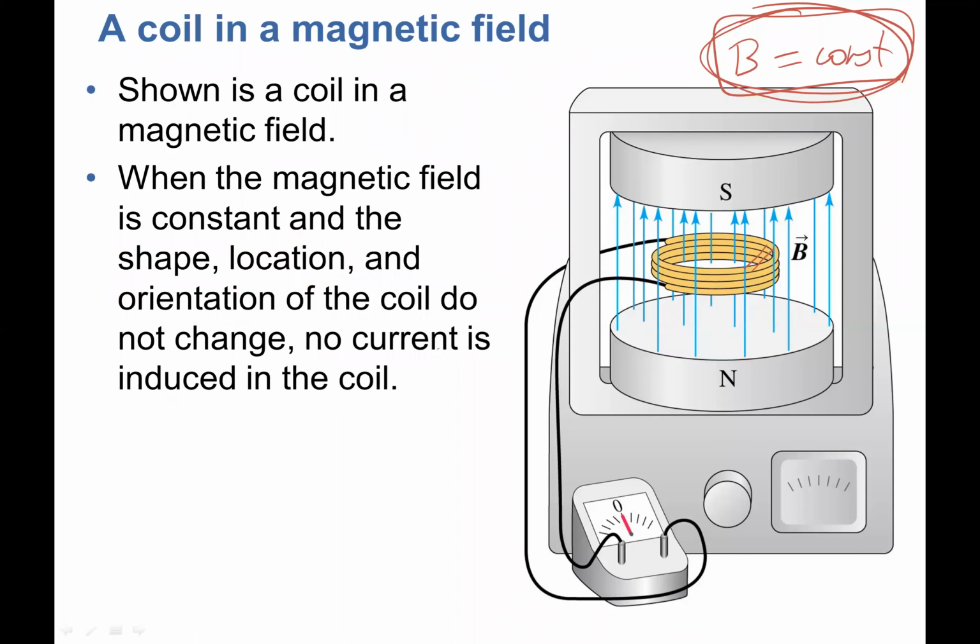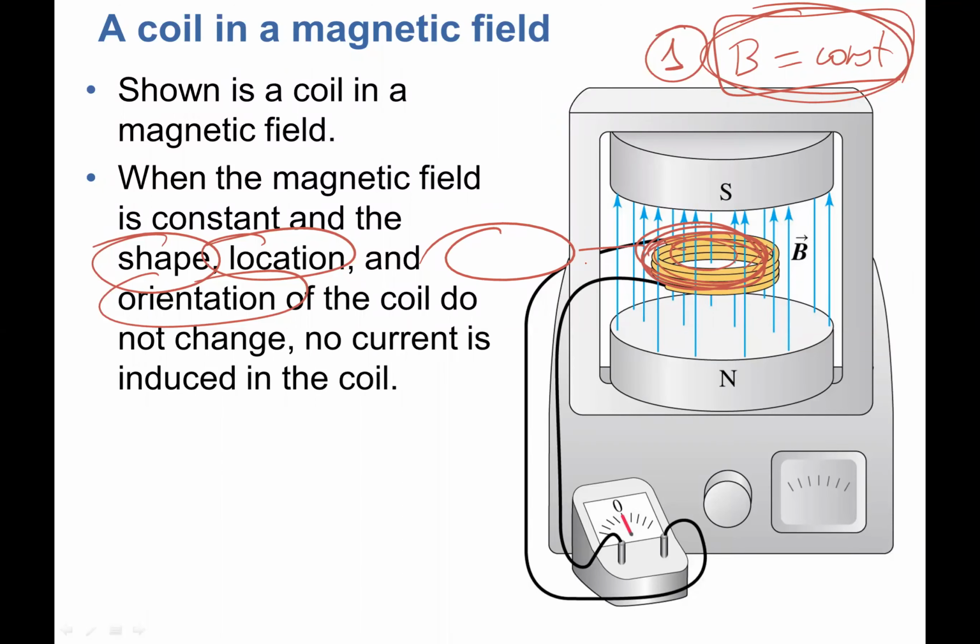But here's the thing. Even with the magnetic field constant, I can still induce current by changing the shape of the primary coil, or changing its location, or changing its orientation. That means you can do a few other things to induce current. Think like this: you take this coil and you move it from here to there, physically take it and move it there. What are you doing here?